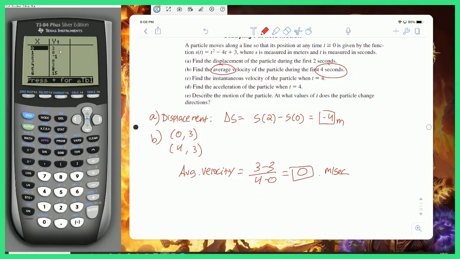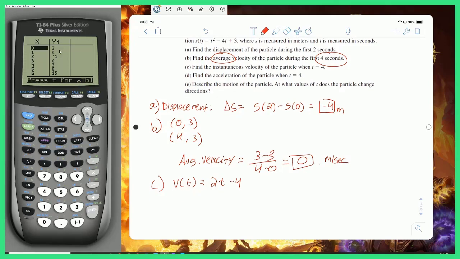C, find the instantaneous velocity of the particle at 4. So once it says to find the instantaneous anything, I need a derivative. So I have to find the derivative, so velocity as a function of time is equal to the derivative of position, which is 2t minus 4. And then if I want to find the velocity at 4, it's just 2 times 4 minus 4, which is 8 minus 4, which is 4. And since this is a velocity as well, this is a meters per second unit, so 4 meters per second.